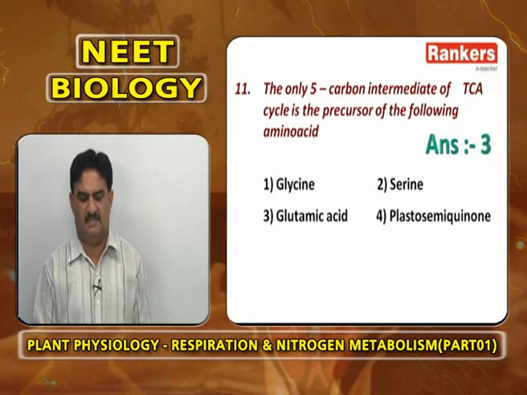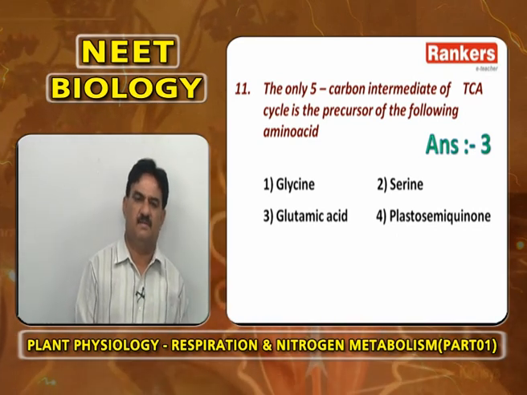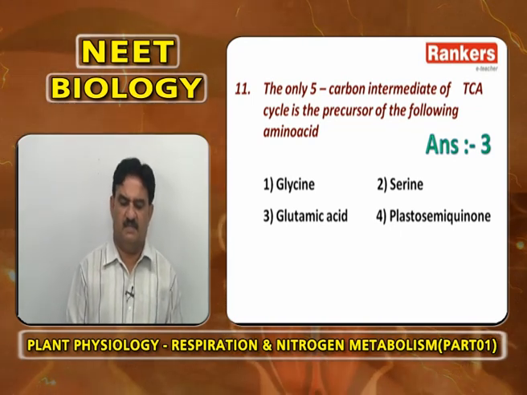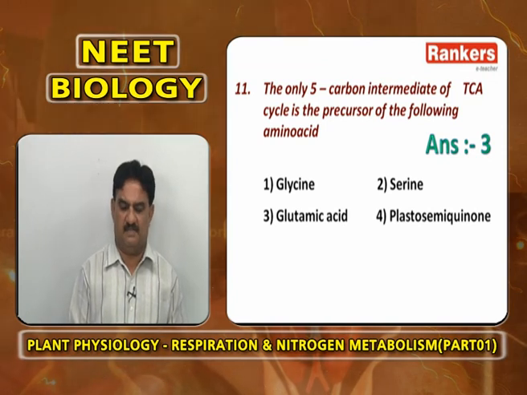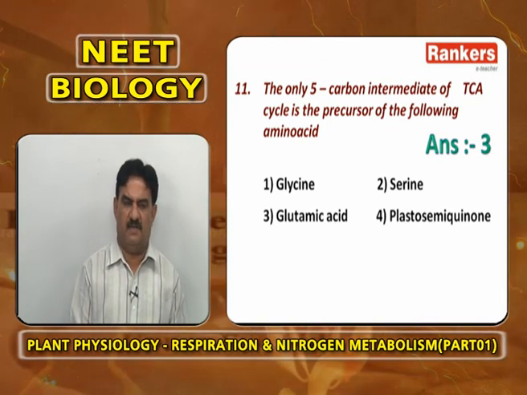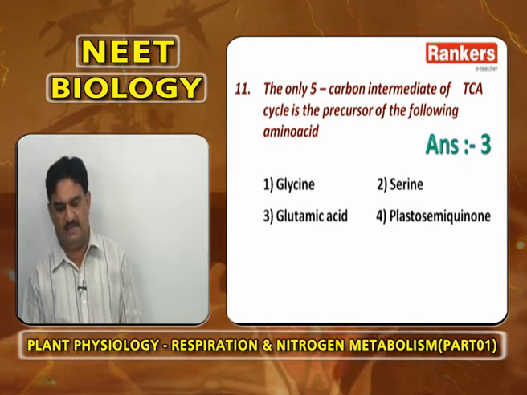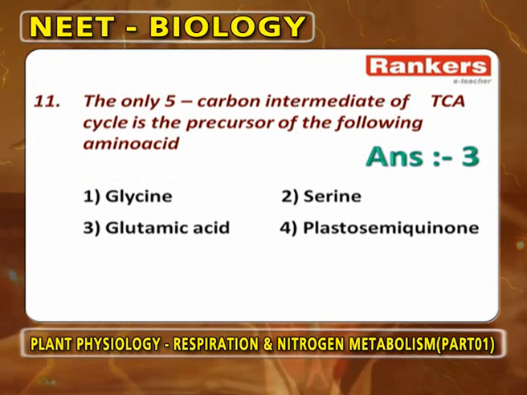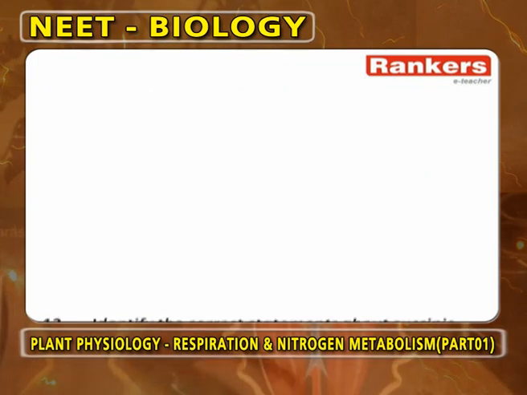So, glutamic acid is formed from alpha ketoglutarate. The only 5 carbon intermediate of the tricarboxylic cycle is the precursor of the following amino acid, from which amino acid metabolism takes place, and glutamic acid is formed from alpha ketoglutarate acid. So, among glycine, serine, glutamic acid, the answer is glutamic acid.